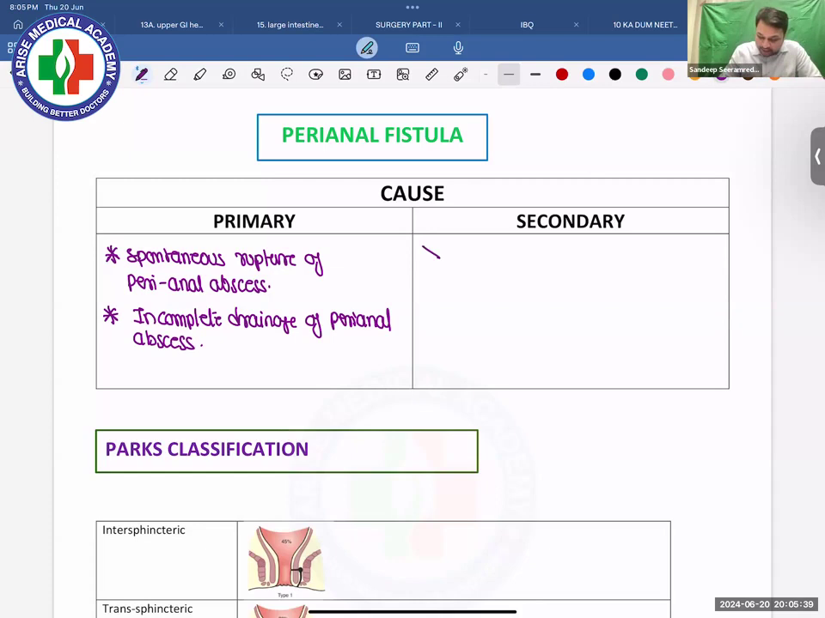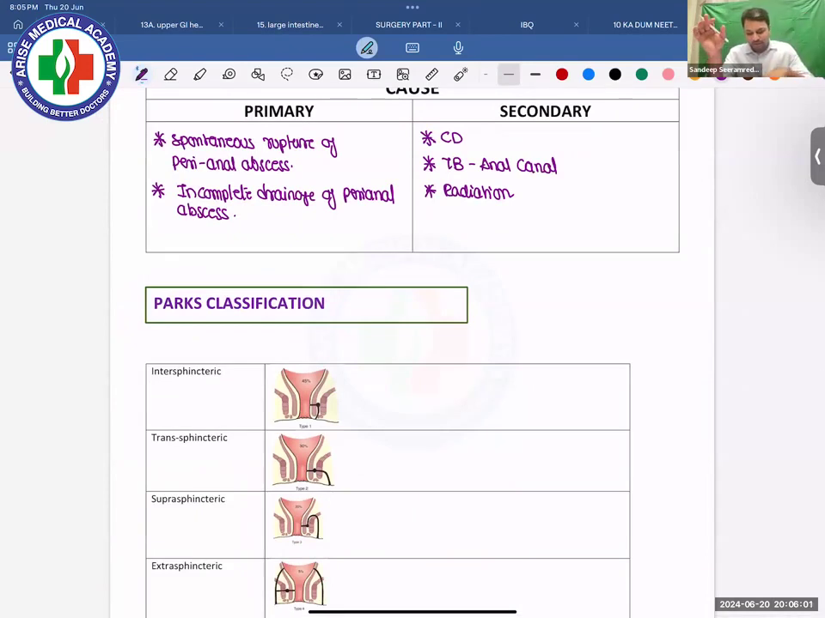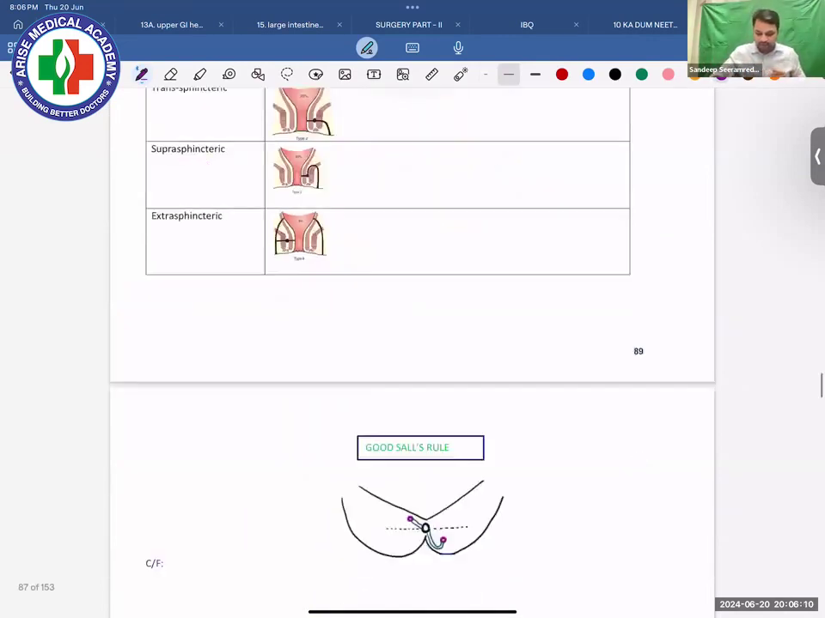When you talk about the secondary cause, it can be seen secondary to Crohn's disease. It can be seen secondary to TB of anal canal. It can be seen secondary to radiation proctitis, right? So Crohn's disease, TB, and radiation are the three causes of secondary component. Now, in order to understand the perianal fistulas, we have a Parkes classification. Remember, the most common type is the intersphincteric variety. The others are trans, supra, and extra sphincteric variety, right?